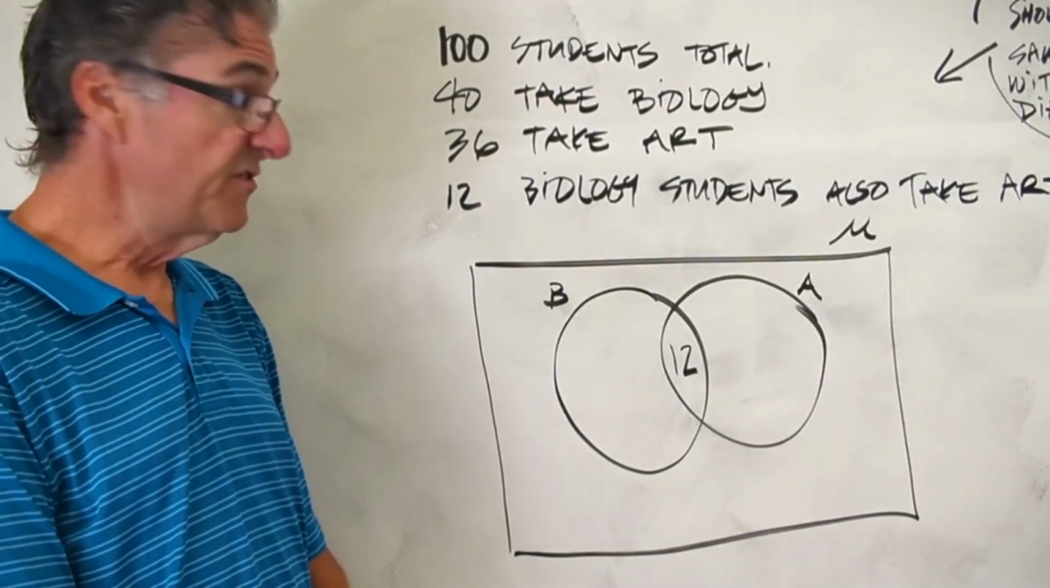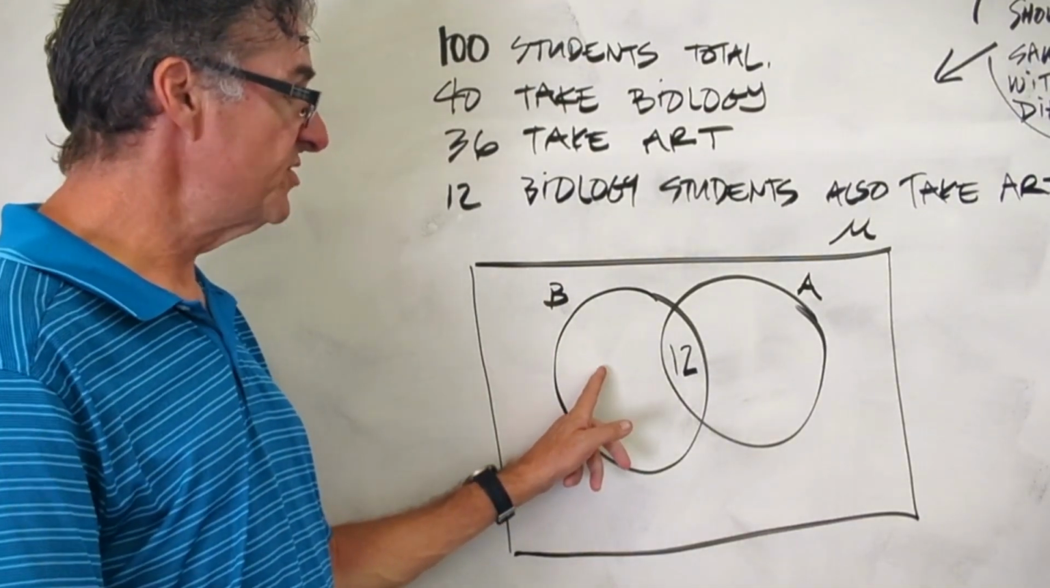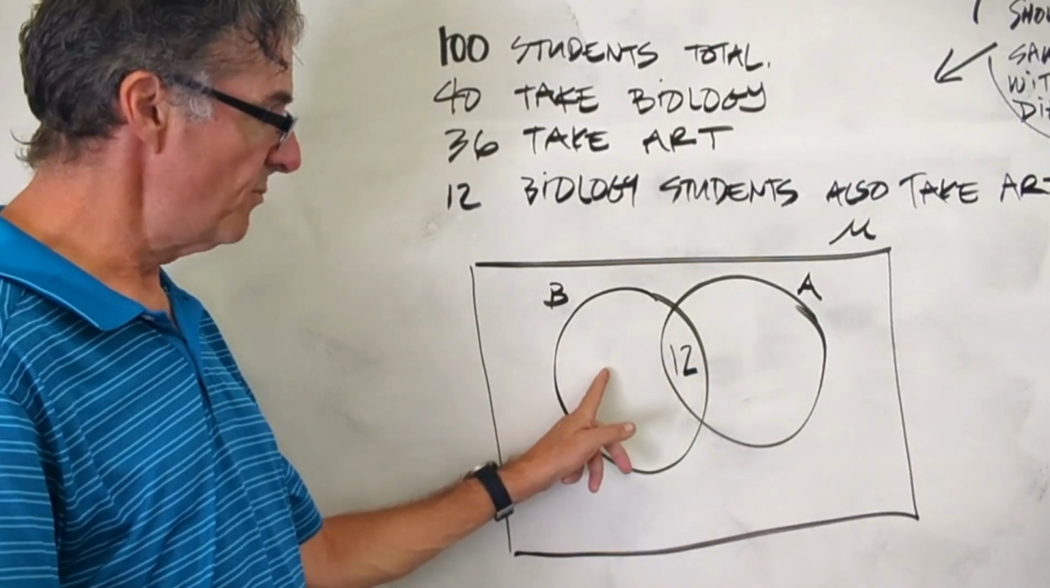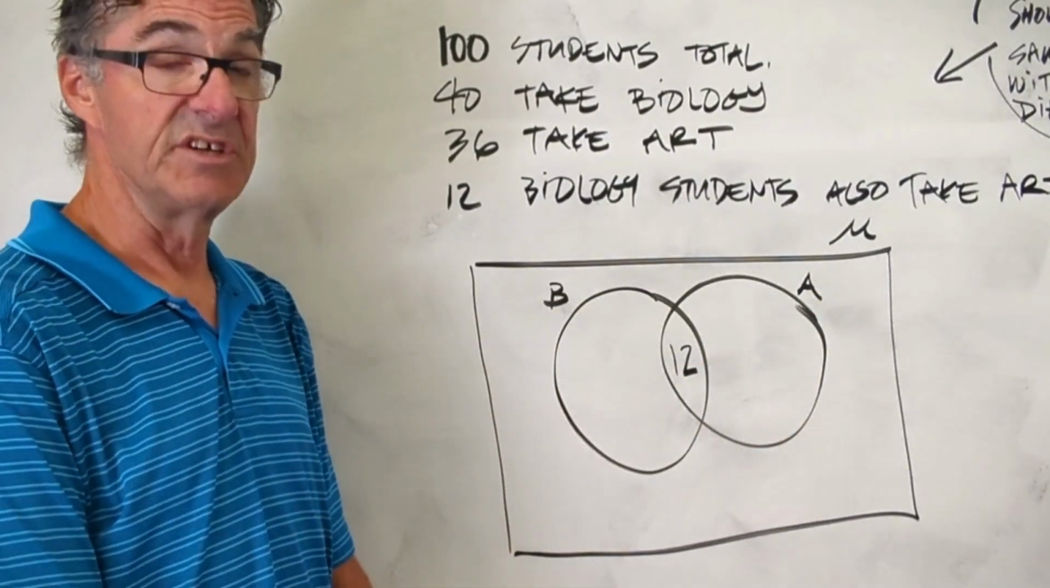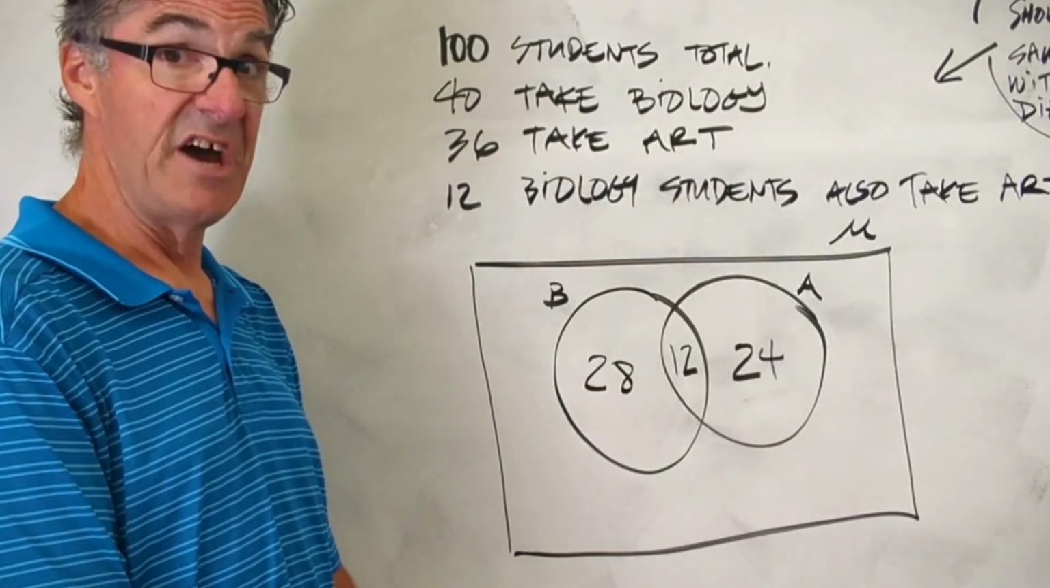So now I want you to pause the video and figure out how many biology students don't take art. In other words, what number goes there, and what number of the art students don't take biology. So give that a shot. Let's see how you did.